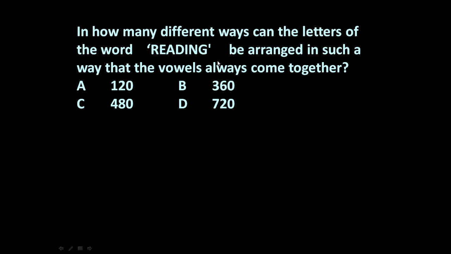So friends, the word is READING. It has seven letters: 1, 2, 3, 4, 5, 6, 7. In how many different ways can these 7 letters be arranged so that all the vowels, E, A, I, the 3 vowels, are always together? To answer this question, first let us consider these 3 vowels E, A, I. They can be treated as one letter.